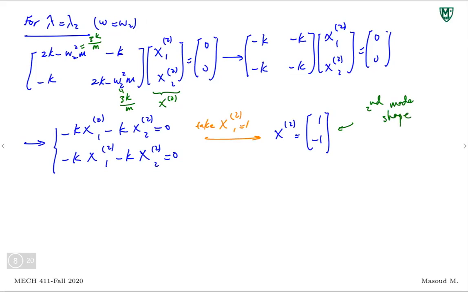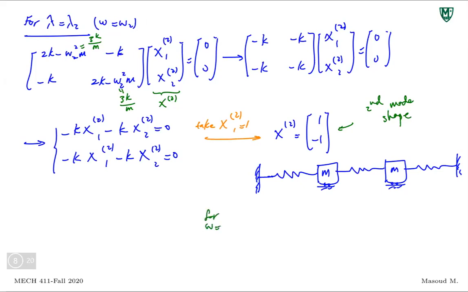Let's take a look at the system in similar fashion. Let's say this is the system we have in an equilibrium position. Now in this system, let's say it's oscillating at omega equal to omega 2, square root of 3k over m radians per second. Now, what does this tell us? Mode shape tells us that the ratio between amplitudes is 1 to minus 1.